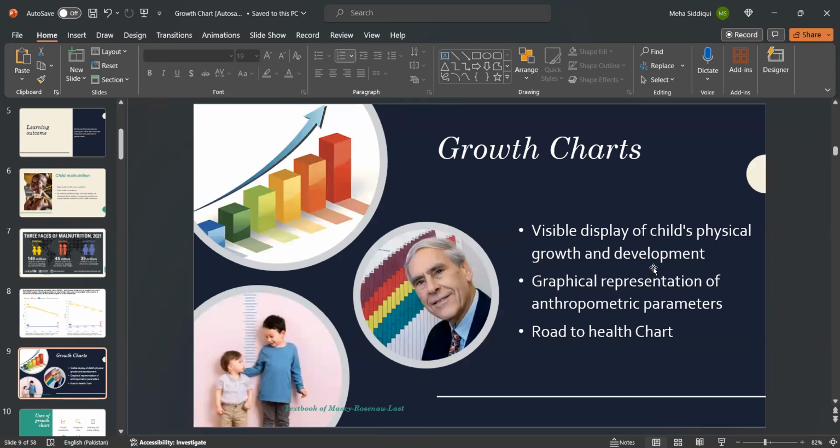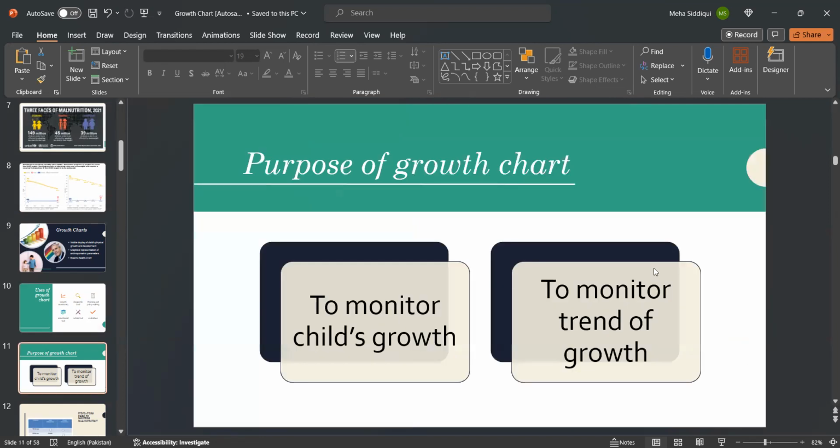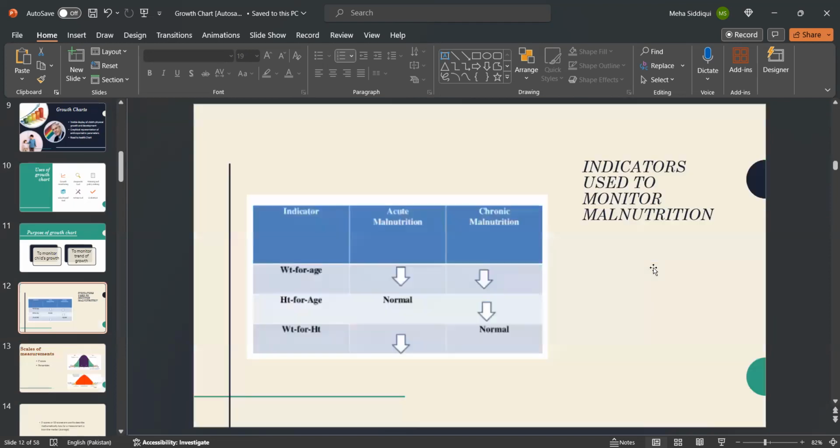Now, what is a growth chart? It is a visual display of a child's physical growth and development. It is a graphical representation of anthropometric parameters, and the other name coined by WHO is Road to Health chart. The uses are growth monitoring, diagnostic tool, planning and policy making, educational tool, action tool, and evaluation. Its purpose is to monitor the child's growth, and second, to monitor the trend of growth.